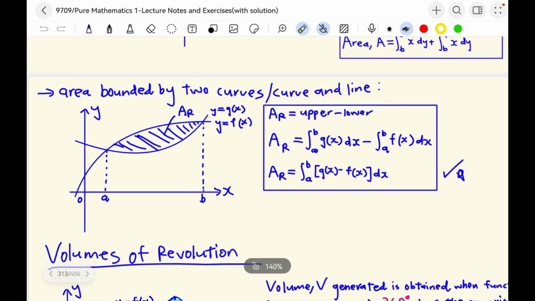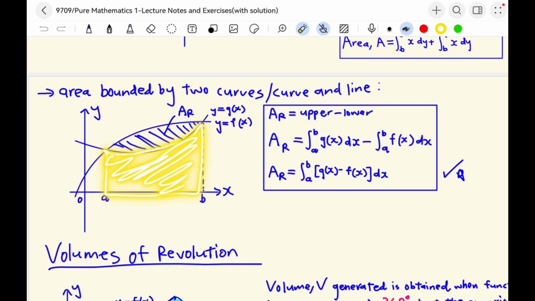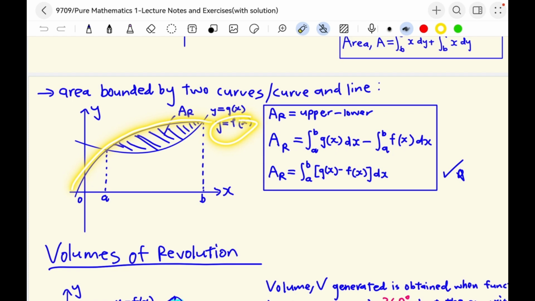Next, the area bounded by two curves, a curve and a line. If this is the case, I want to find the area of this region only, without finding the regions below. I mean, I want to get rid of this region. So how, with the two curves? To get the area of the shaded region over here, where is the upper arc? This line. So what is the function of this line? f(x).